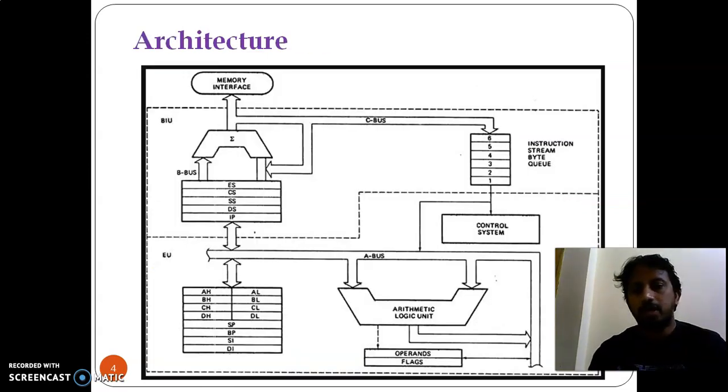Firstly, we will see the outset architecture, how the architecture is classified. Basically, the architecture of 8086 is classified into 2 categories: one is the bus interface unit, the other is the execution unit. The bus interface unit has the registers and the instruction prefetch queue, and it is connected to the memory interface. As the name itself says, it is the bus interface unit, interfacing to the memory unit through the available buses.